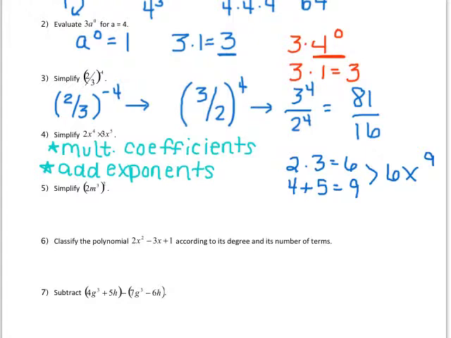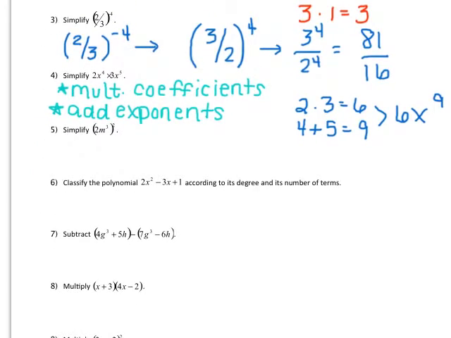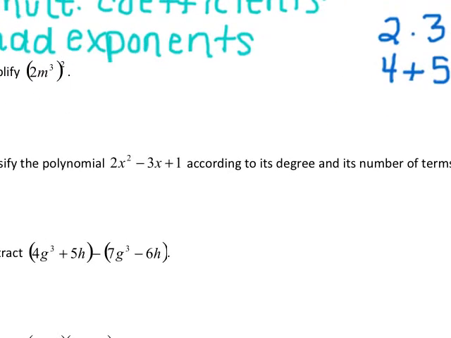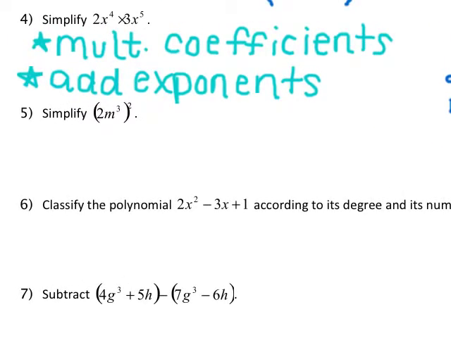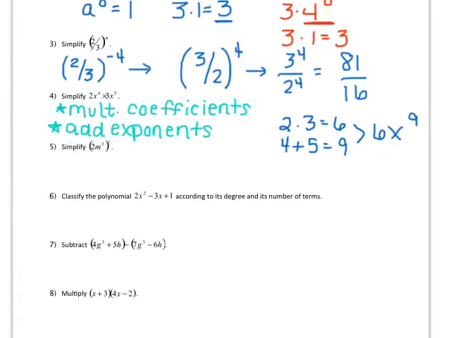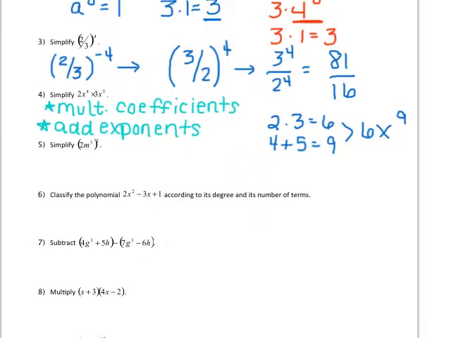Okay, on to number 5. 2m cubed and then that whole thing squared. What you have to make sure you do here, and let me make this bigger again, is you have to square the 2 and you have to square the m cubed. Now squaring the 2, that's going to be easy. Let me make this smaller again. 2 squared is just 4, because 2 squared really means 2 times 2. So 2 squared is 4.